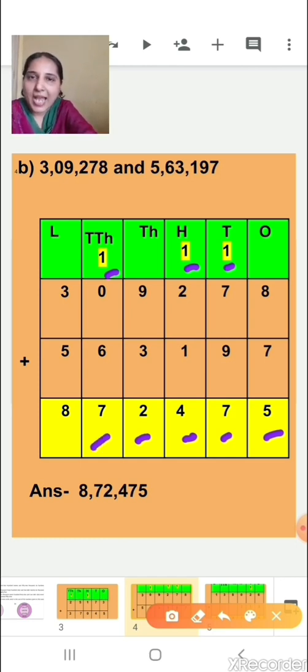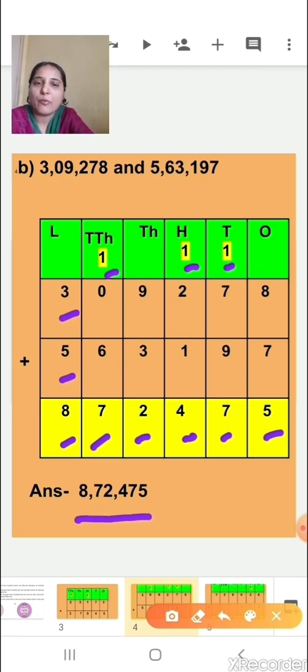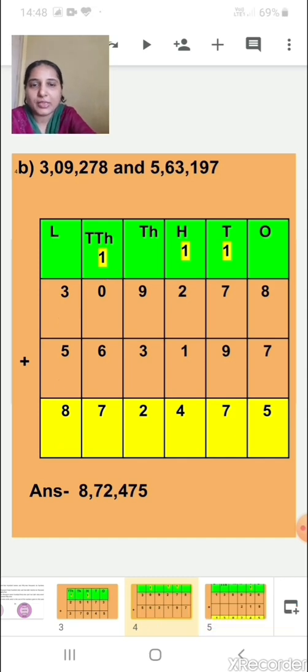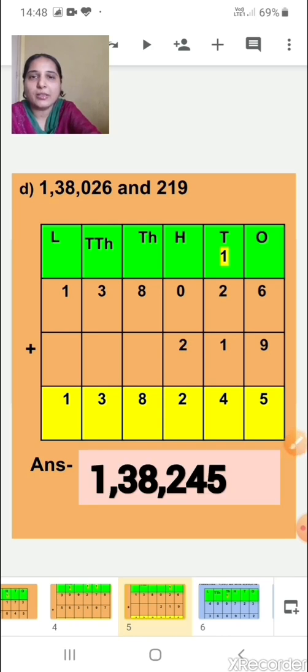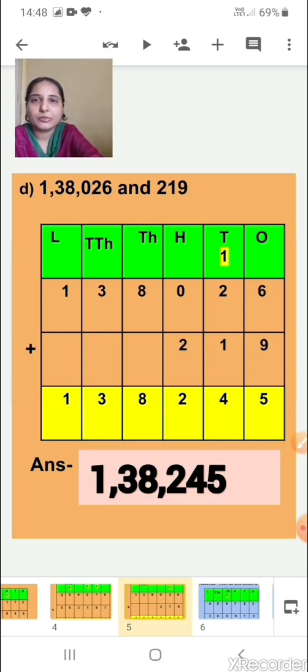Now let's move to lakhs place. So 3 plus 5, 8. So what will be the sum obtained? It will be 8,72,475. Okay. Now let's move to the next one. That is question number D. So the question is, read this number children.